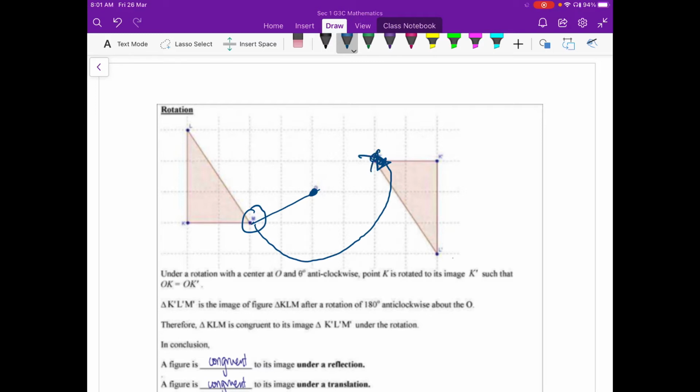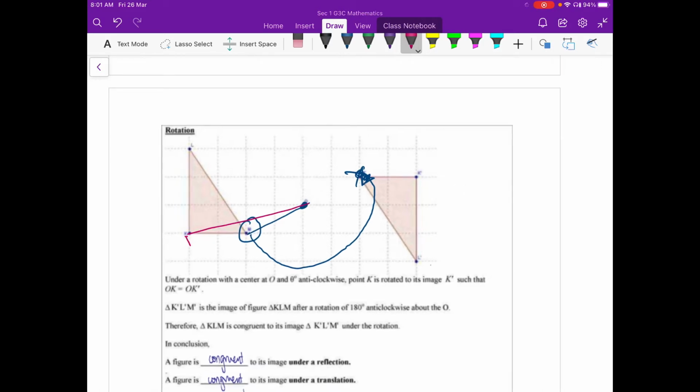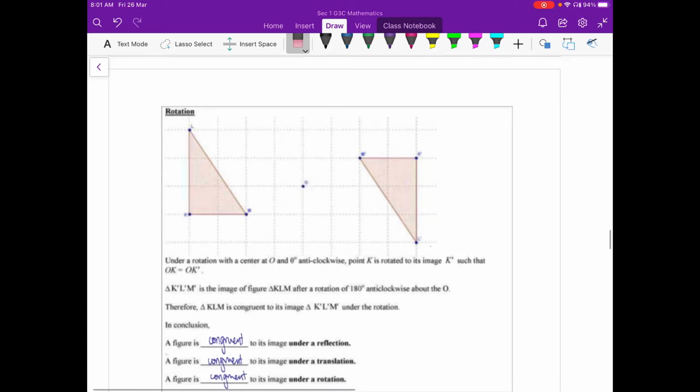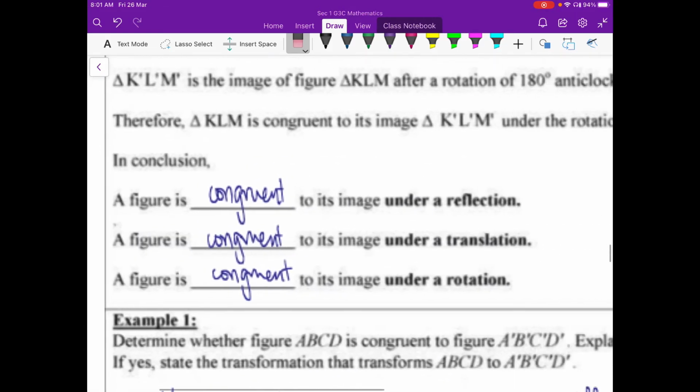So every single point, you do the same thing. I will change another color. For example, point K. Okay, so with this being our radius, we draw another semicircle over here. Okay, this is a very bad example. Try again. Okay, you get the idea. 180 degrees, keeping the radius the same. And then you will get your reflected image. And in the same way, the size of the triangle remains, the shape also remains. So they are also congruent. So these three blanks: a figure is congruent to its image after reflection, congruent after translation, congruent after rotation.